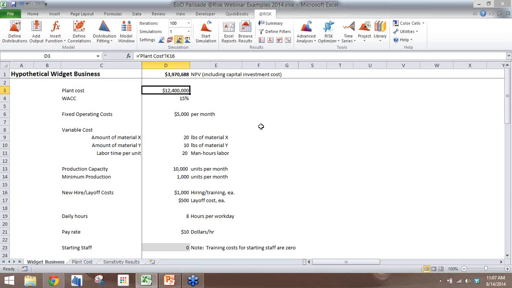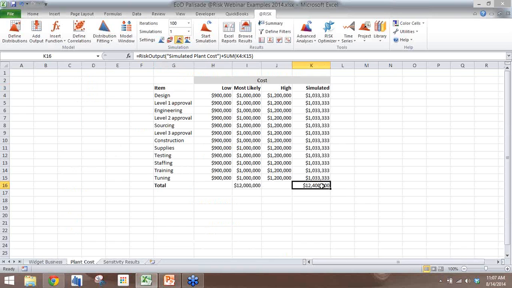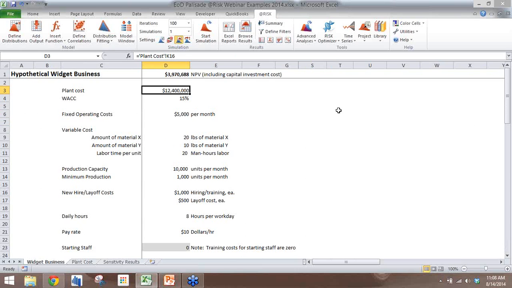Furthermore, I've now introduced this as a simulation parameter using the RiskTriangular distribution formula for each of these. And I can now incorporate that into my widget plant economic analysis. So I'm going to go back to this, I'm going to rerun it. I'm going to go back to my 1,000 iterations.